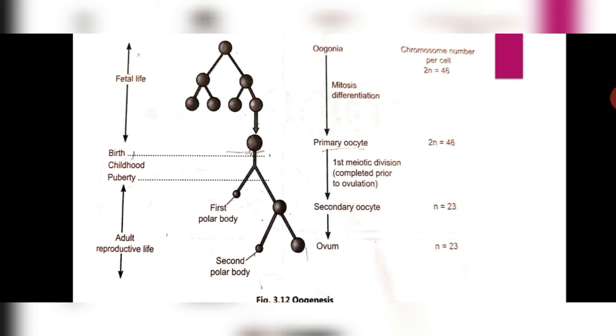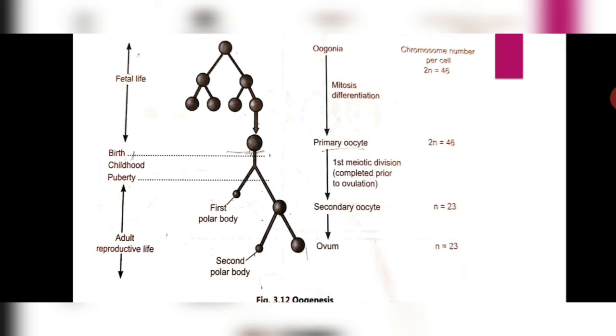The most important thing to remember in oogenesis is that oogenesis starts in the fetal life of an organism. A female organism starts to produce oogonia right when it is in the womb of its mother. Oogenesis is initiated during the embryonic development when a couple of million gamete mother cells called the oogonia are formed within each of the fetal ovary. And when the birth takes place, after that no more oogonia will be added.